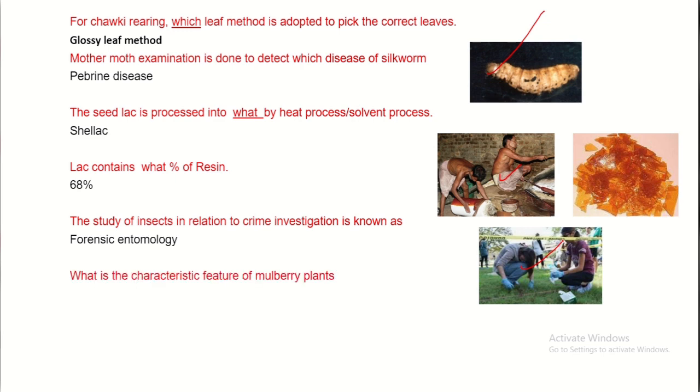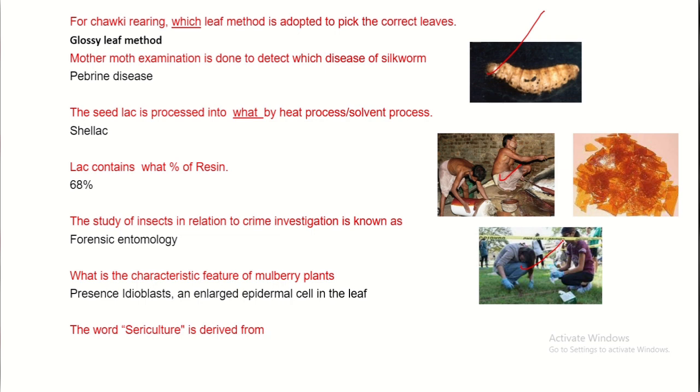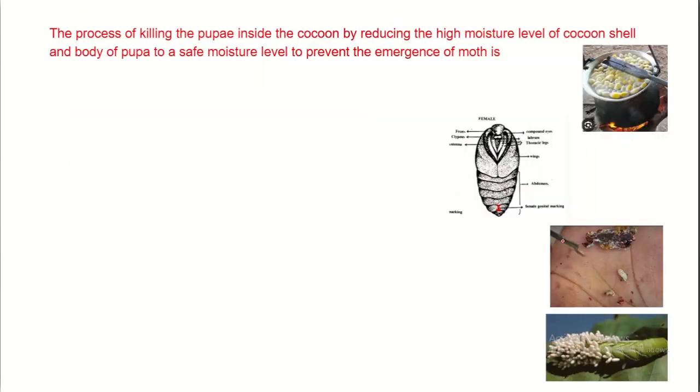What is the characteristic feature of mulberry plants? The presence of idioblasts, enlarged epidermal cells in the leaf, is the characteristic feature of mulberry plants. The word sericulture is derived from the Greek word serikos, which means silk. The process of killing the pupae inside the cocoon to prevent moth emergence is known as stifling.